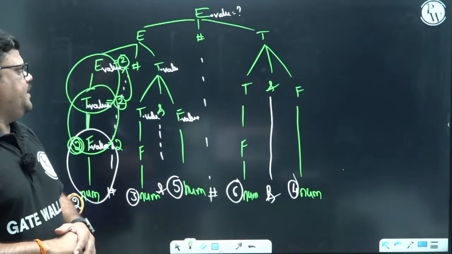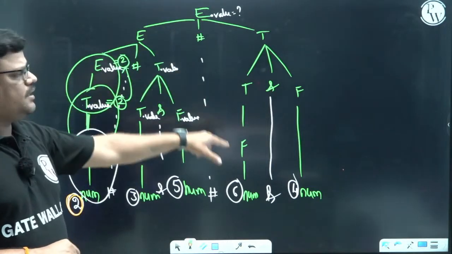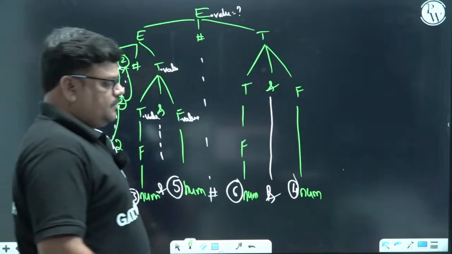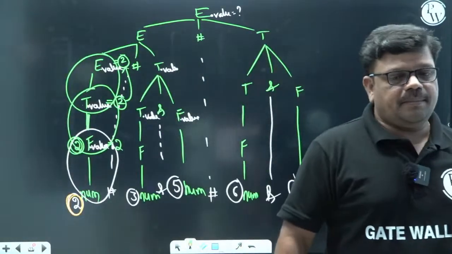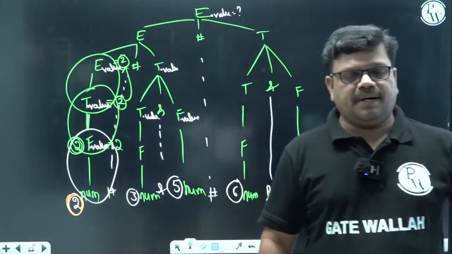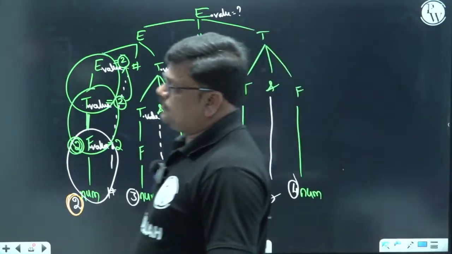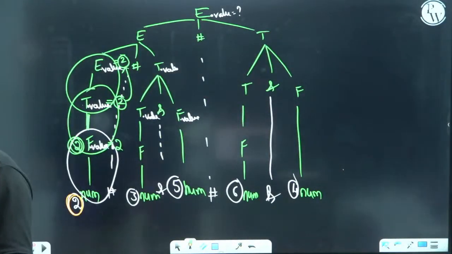There is no new concept. First you construct a parse tree. In the parse tree, however the semantic rules are there, you just pass the semantic rules. The semantic rules are nothing but simply value calculation things. That's why it is easy.